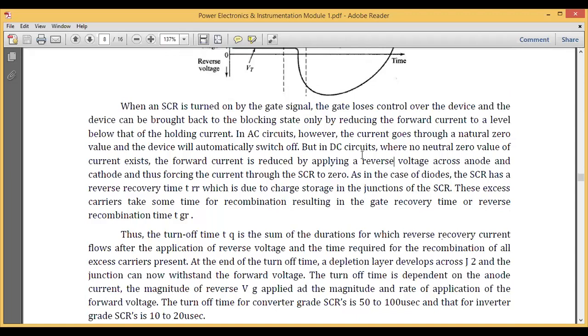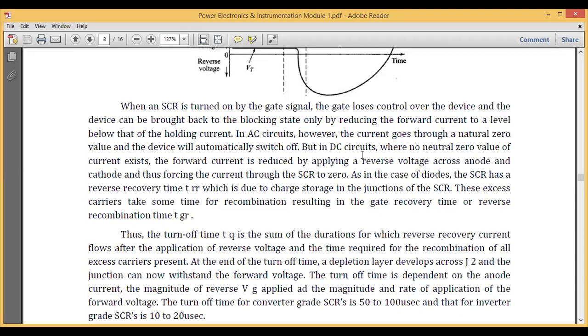So at the end of that particular time, what happens is your depletion layer across the junction J2, and the junctions are nothing but they withstand the forward voltages. They have the capacity that even though you are trying to apply the voltage, that is forward voltage or forward current, still they will withstand the voltage at that particular junction, and they will not allow the flow of charge from anode to cathode. Either they reach the maximum magnitude value, or the maximum forward voltage, your SCR will not turn on.